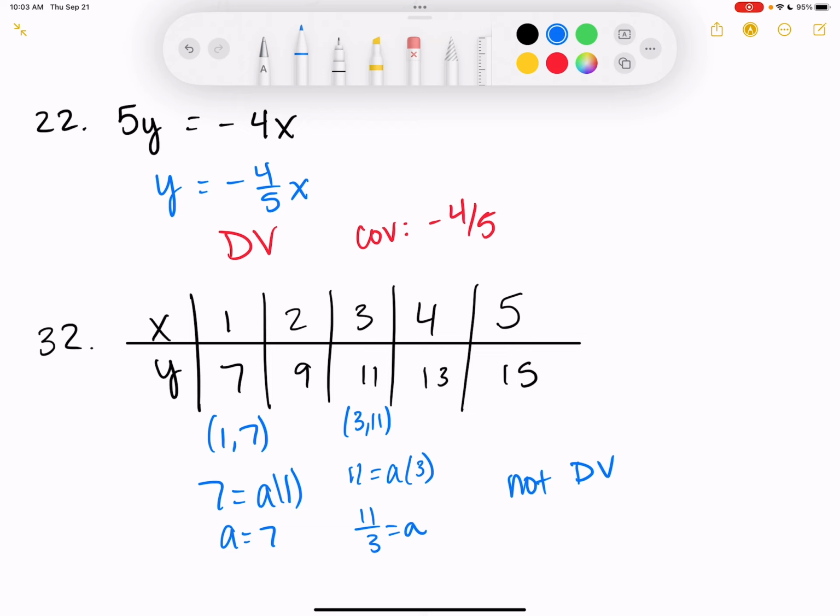So all you need to do really is check 2 of them. You don't need to ever check all 5 of them. If 2 of them work, assume it works. And if at any point they're different, then obviously it doesn't work. And if it had worked, you would need to rewrite the equation with a in. So you would need to have y is equal to whatever a was, and then x to actually give the equation for it.